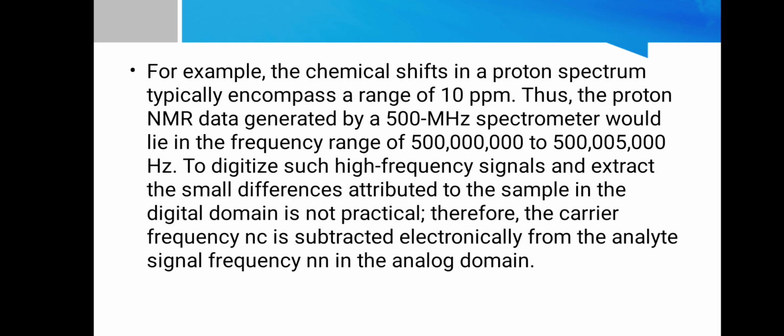Thus, the proton NMR data generated by a 500 MHz spectrometer would lie in the frequency range of 50 lakhs to 50 lakhs 5000 Hz. To digitize such frequency signals and extract the small differences attributed to the sample in the digital domain is not practical. Therefore, the carrier frequency Nc is subtracted electronically from the analyte signal frequency Nn in the analog domain.